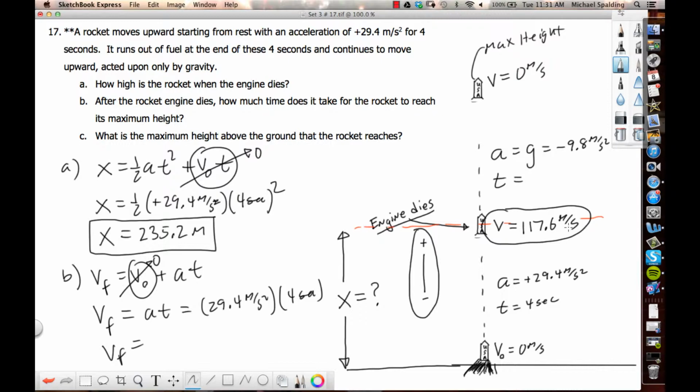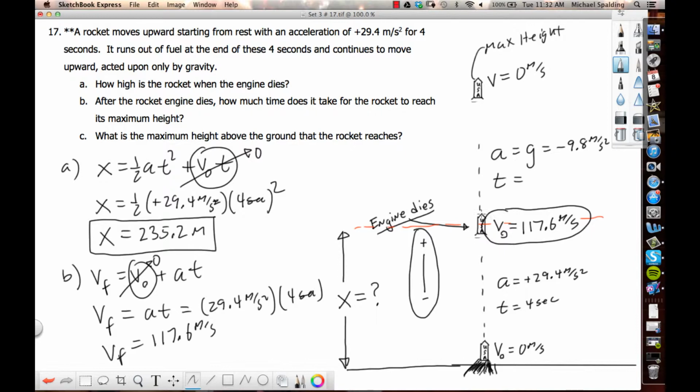117.6 meters per second. Now, can we solve for the question? Yes. Now that we know the velocity at the end of part 1 is 117.6, what do we now know about part 2? So this becomes the initial velocity for part 2. The final velocity for part 1 becomes the initial velocity for part 2. Do you follow this?